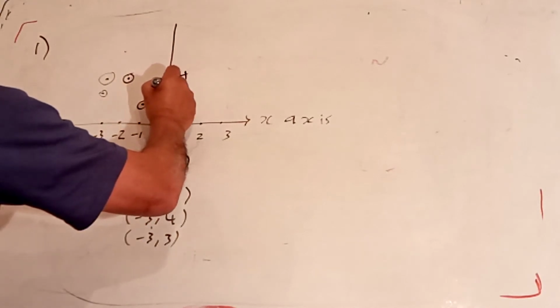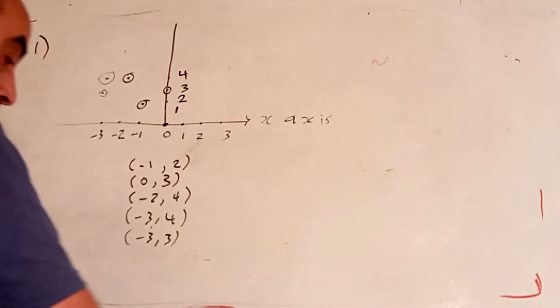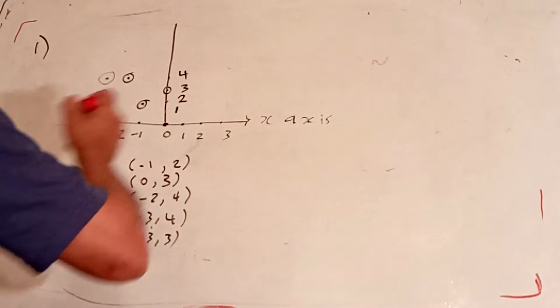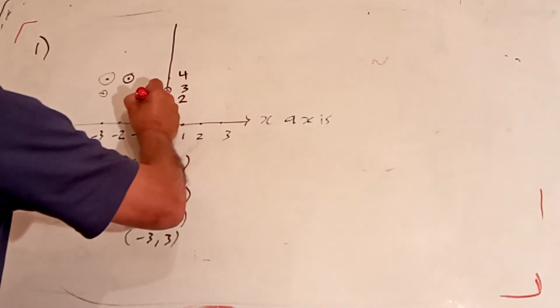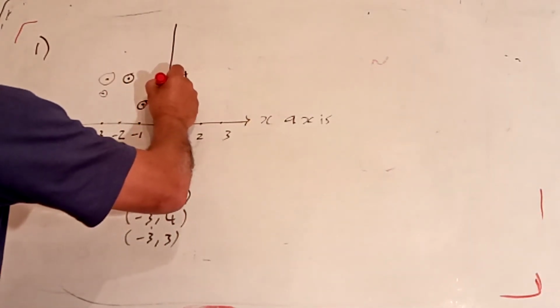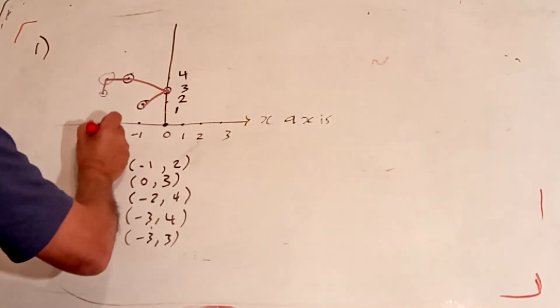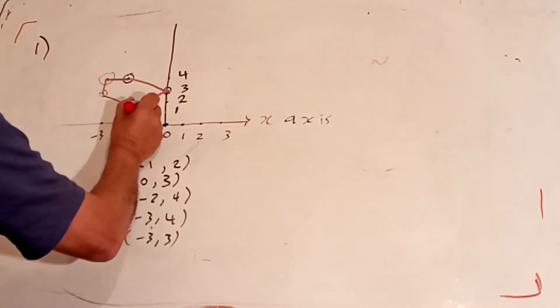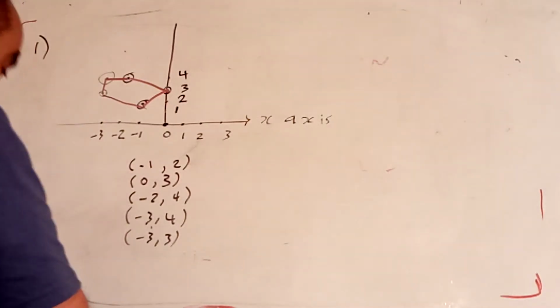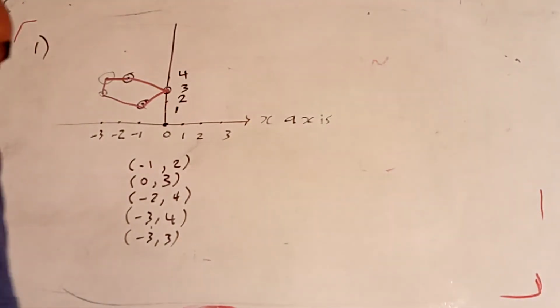So let me draw it. I will use the red color, so it will be different. Okay, it will be like that. Then it will go like this. Then like this. Then like this. And then like this. This is the shape we have. Now he wants to reflect it over the y-axis.